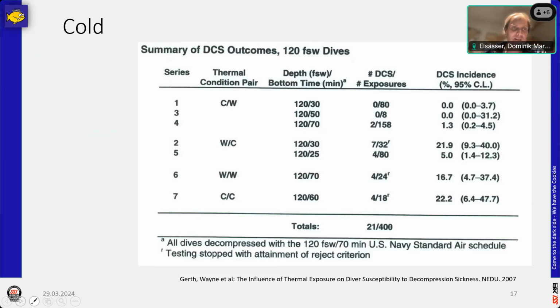You see this here, it's a study that has been done. Go through it slowly. It dives to 120 feet, so already like 40 meters, roundabout 40 meters. And there is a series of dives, 1, 3, 4, 2, and so on and so on. That's not important. Important is the thermal condition pair. So the second column here, C means cold and W means warm. So what happens here? It means the dive started cold and then becoming warm.